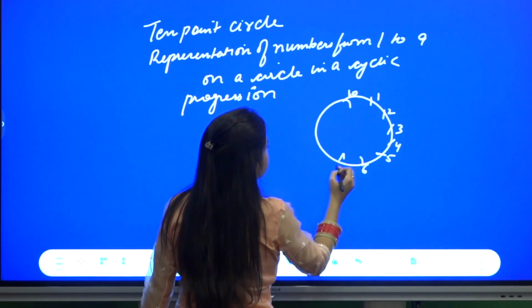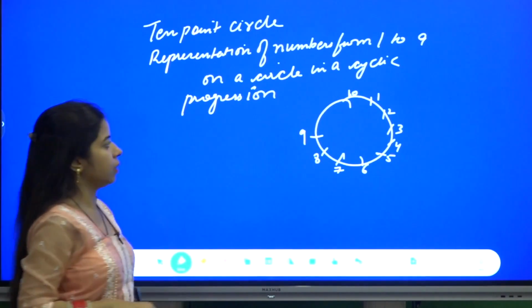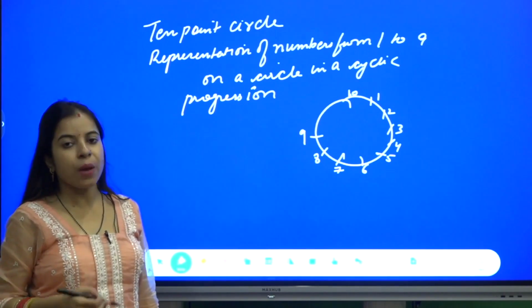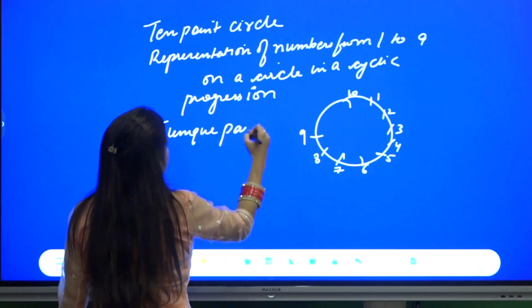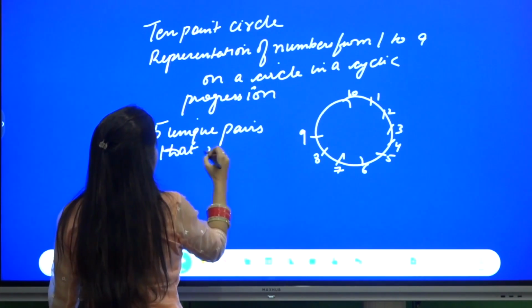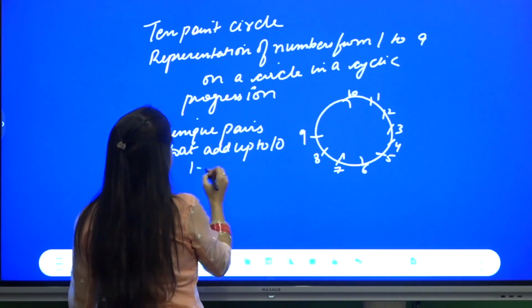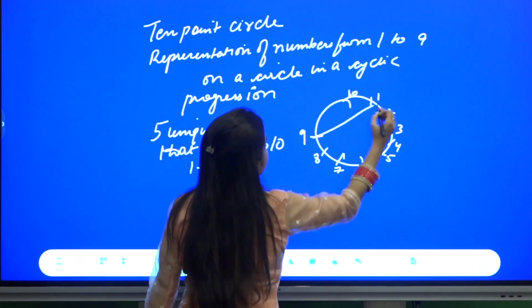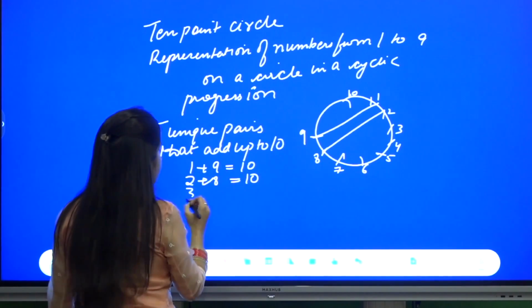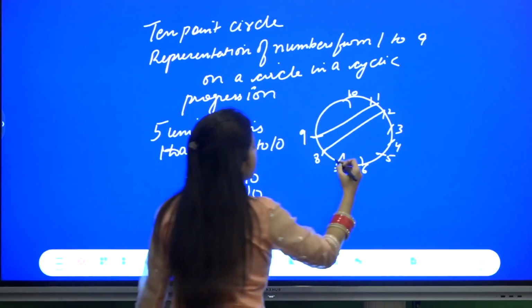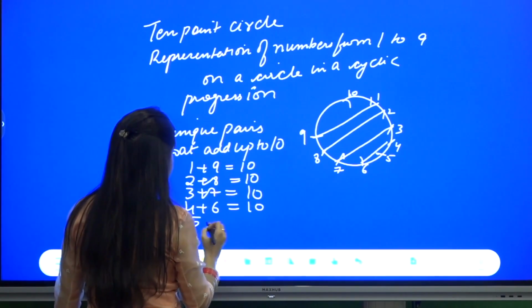And using this, we observe that there are 5 unique pairs which add up to 10: 1 plus 9, 2 plus 8, 3 plus 7, 4 plus 6 and 5 plus 5.